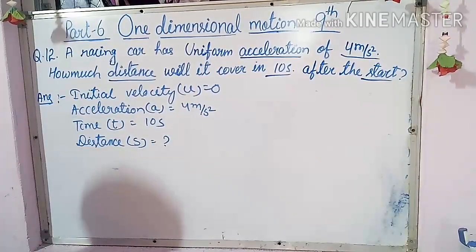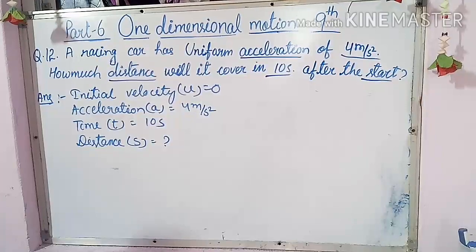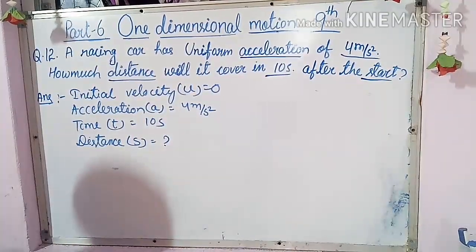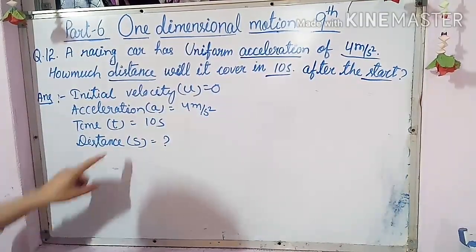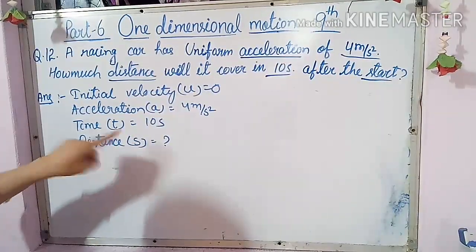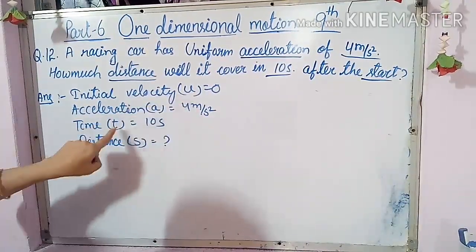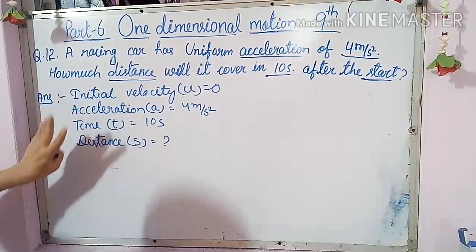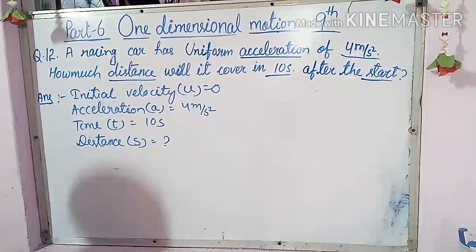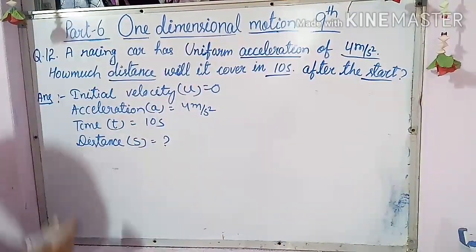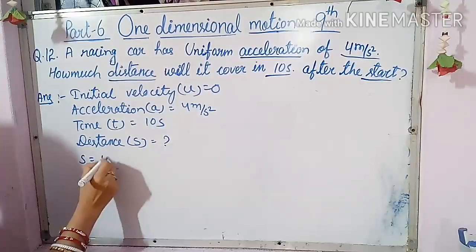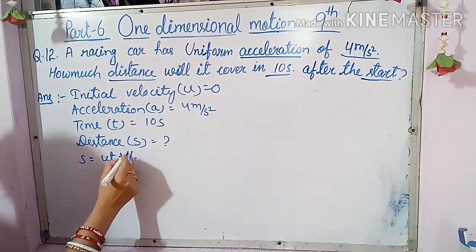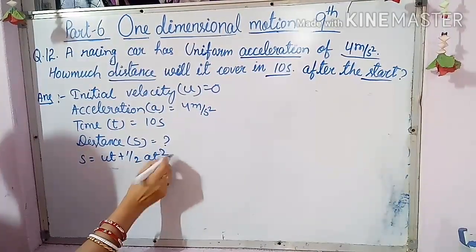u, a, t have been given. So as you know children, the two equations are there: v square minus u square equal to 2as, and ut plus half at square. Now I am going to put here the second equation because u, a, t have been given. v has not been given. That's why don't go for the third equation. Only apply the second equation here. So what is the second equation? s equal to ut plus half at square.